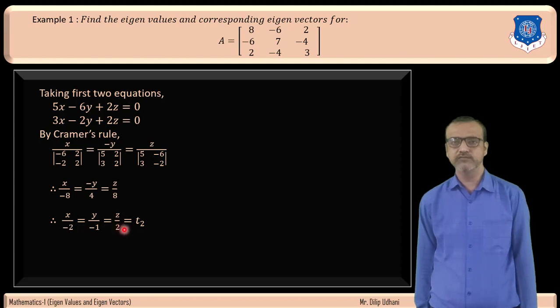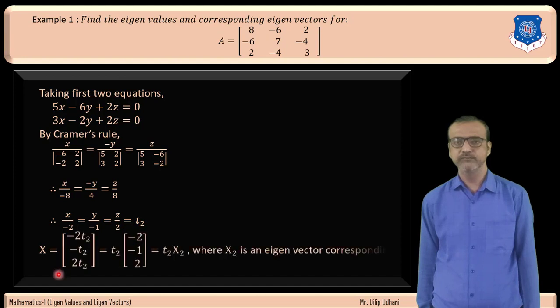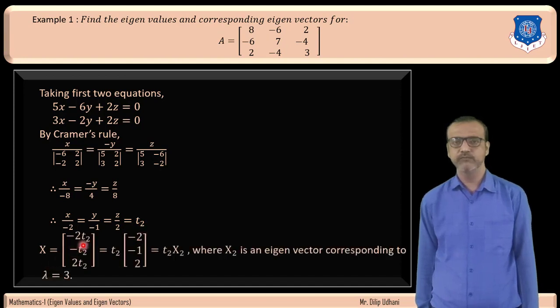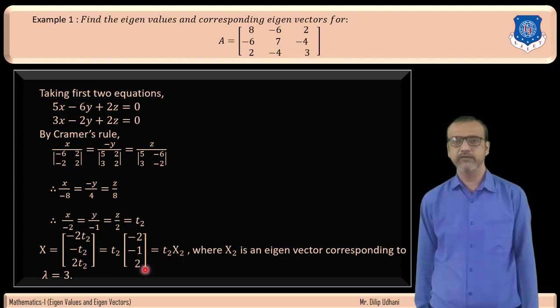Now say this is equal to t2. So we have capital X equals minus 2 t2, minus t2, and finally 2 t2. So taking t2 common, inside the bracket we have the column matrix minus 2, minus 1, 2. And say this is x2, so this is equal to t2 x2, where x2 equals minus 2, minus 1, 2 is an eigenvector corresponding to lambda equals 3.